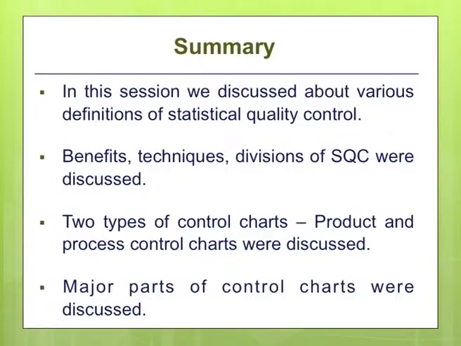In this session, we talked about statistical quality control in various aspects. That is, statistical quality control definitions given by various authors were discussed, along with the benefits of statistical quality control, techniques of statistical quality control, and the major divisions of SQC, that is, product control and process control. Also, we discussed control charts. Control chart basics were discussed, and we also discussed the major parts of control charts.